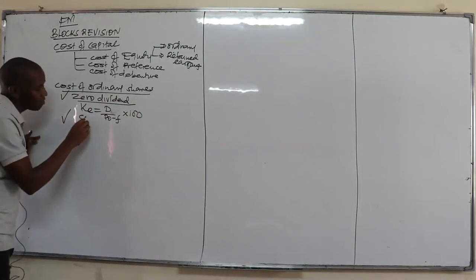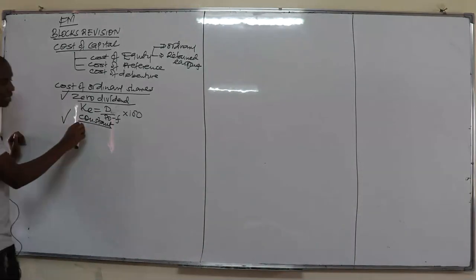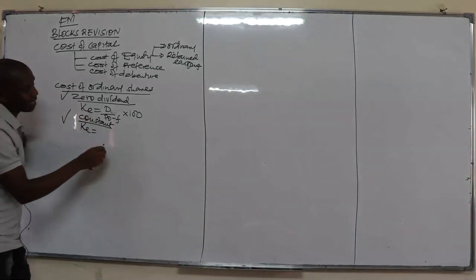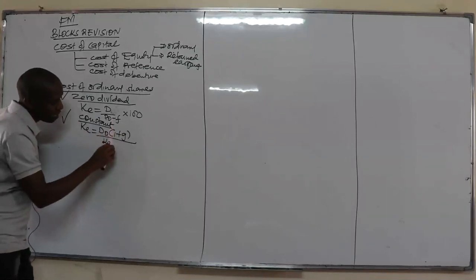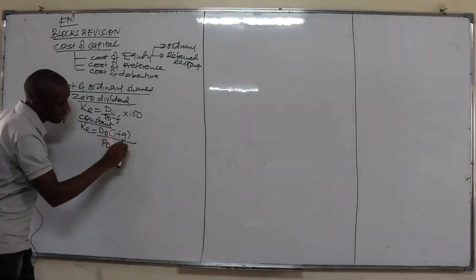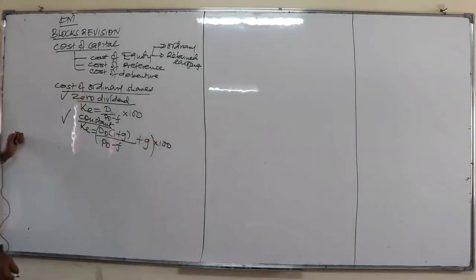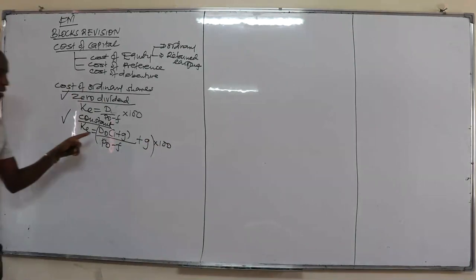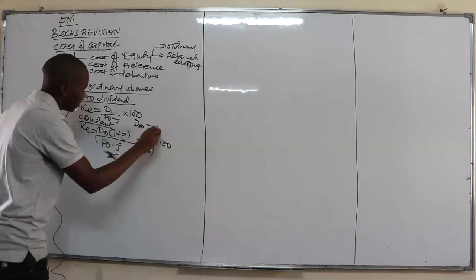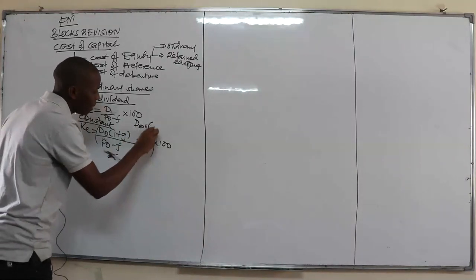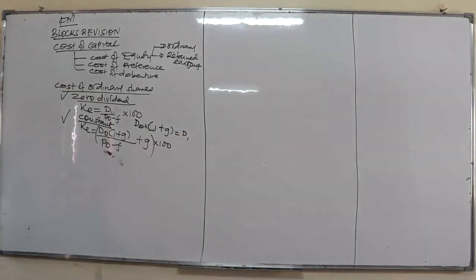The second one is the constant dividend growth rate ordinary shares, where KE equals D0 (1 plus G) all over P0 minus flotation cost, then you add G, then you multiply by 100. Whereby D0 is the last dividend paid, and D0 (1 plus G) gives us D1, which is the next dividend.